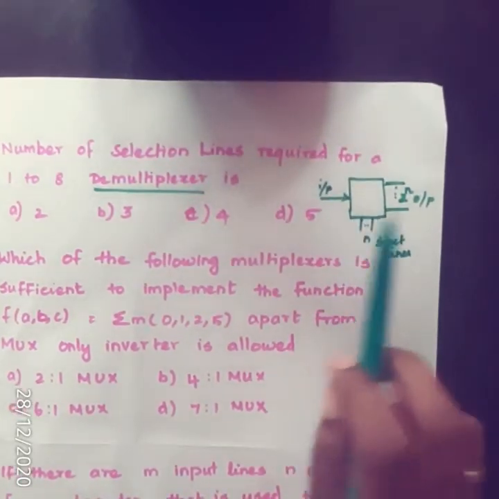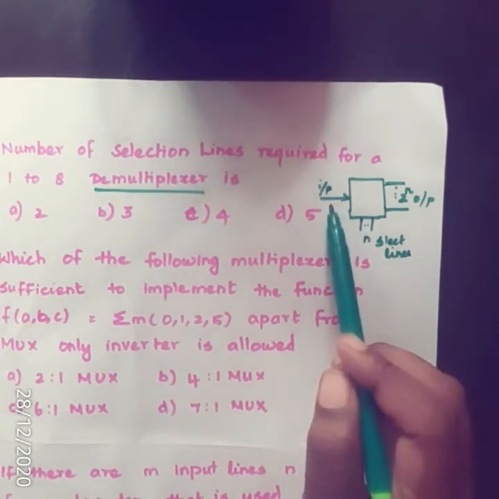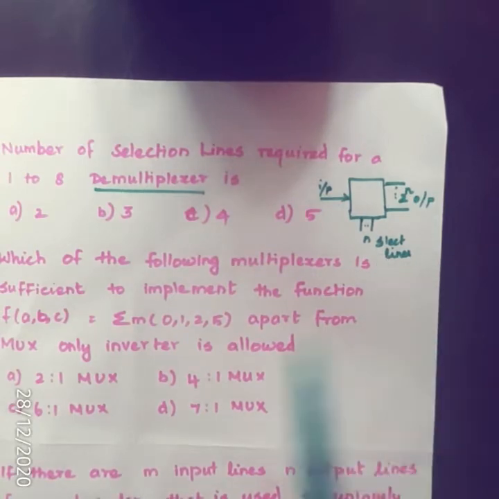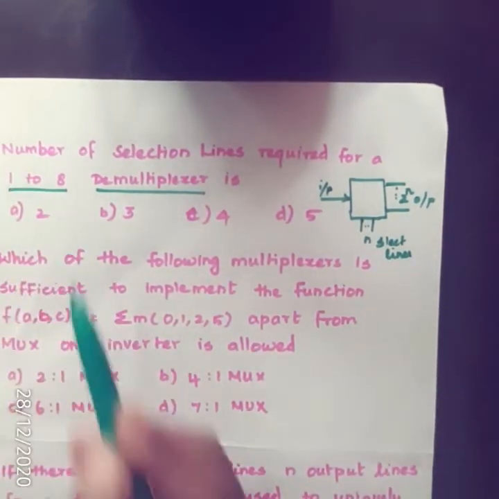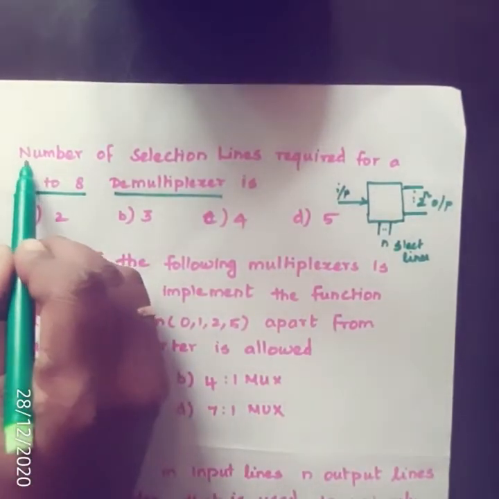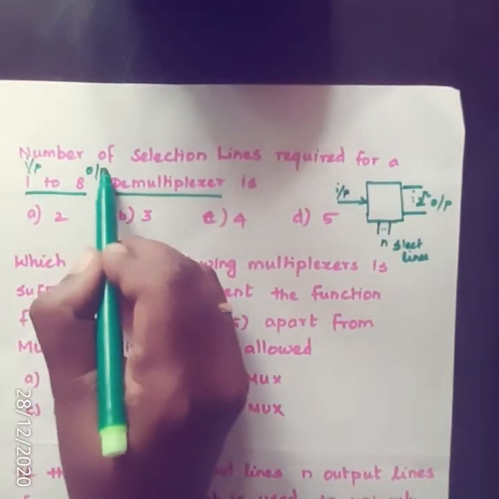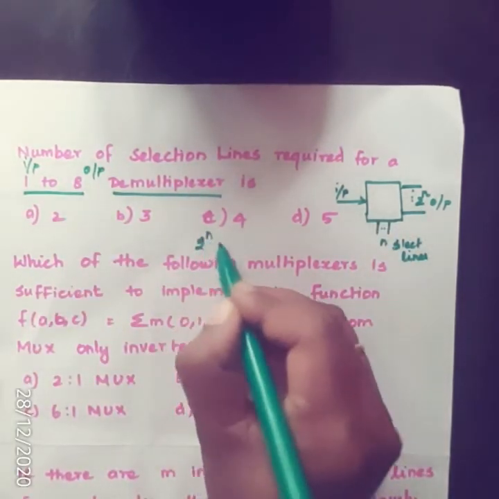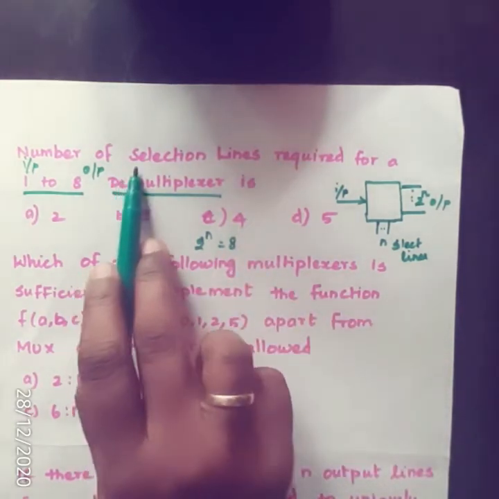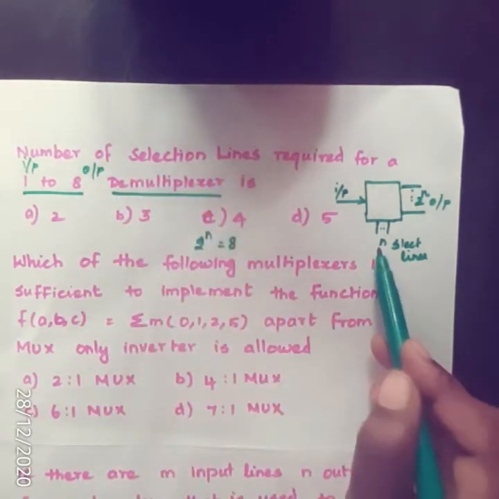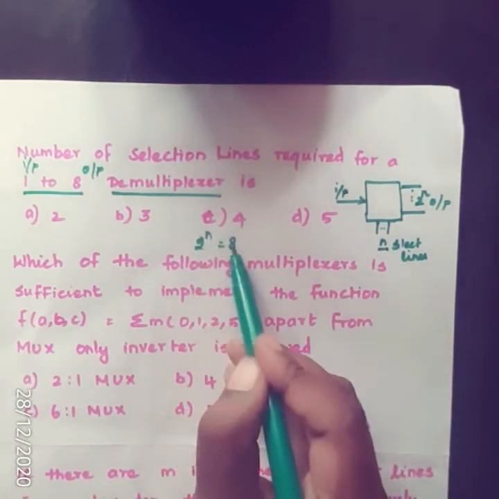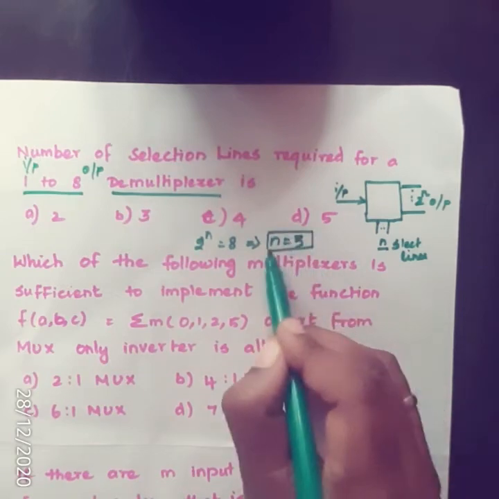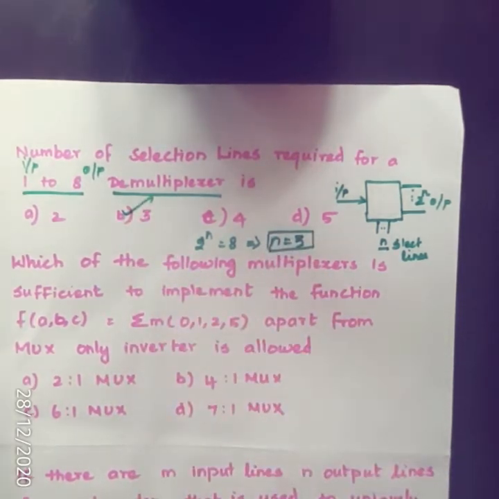Okay, so it is a block diagram of a demultiplexer which has single input, 2 power n outputs, and n selection lines. This is a general one. Here it is a 1 to 8 demultiplexer. That means there is a single input and 8 output lines. That means 2 power n is 8, and you have to find the number of selection lines, which is n. 2 power n is 8, so definitely n is equal to 3. So the answer is n equal to 3.